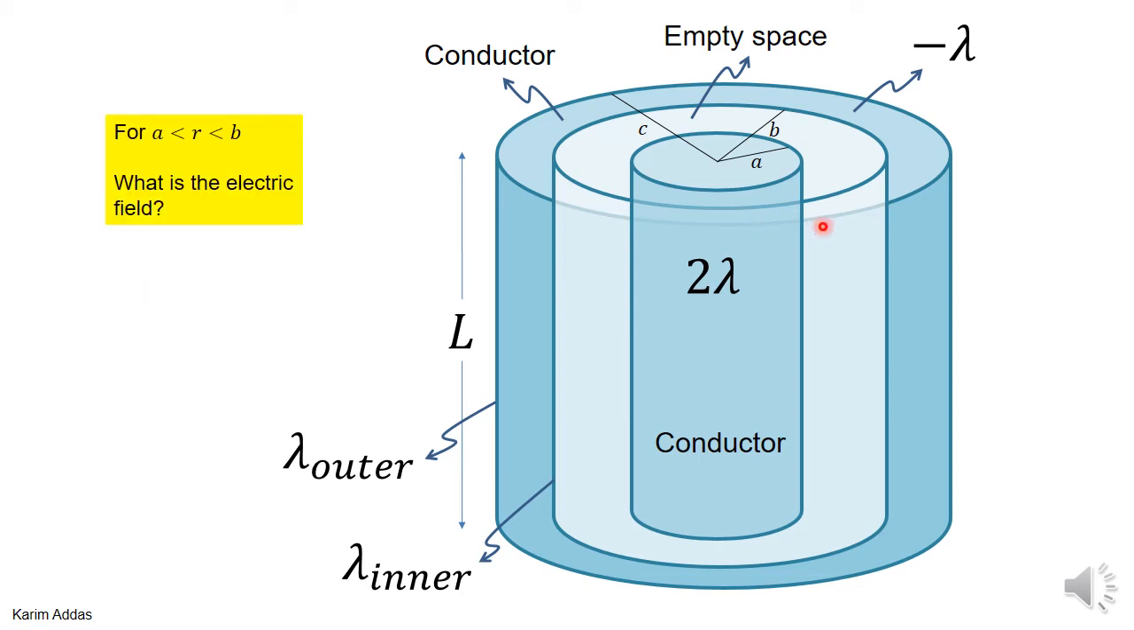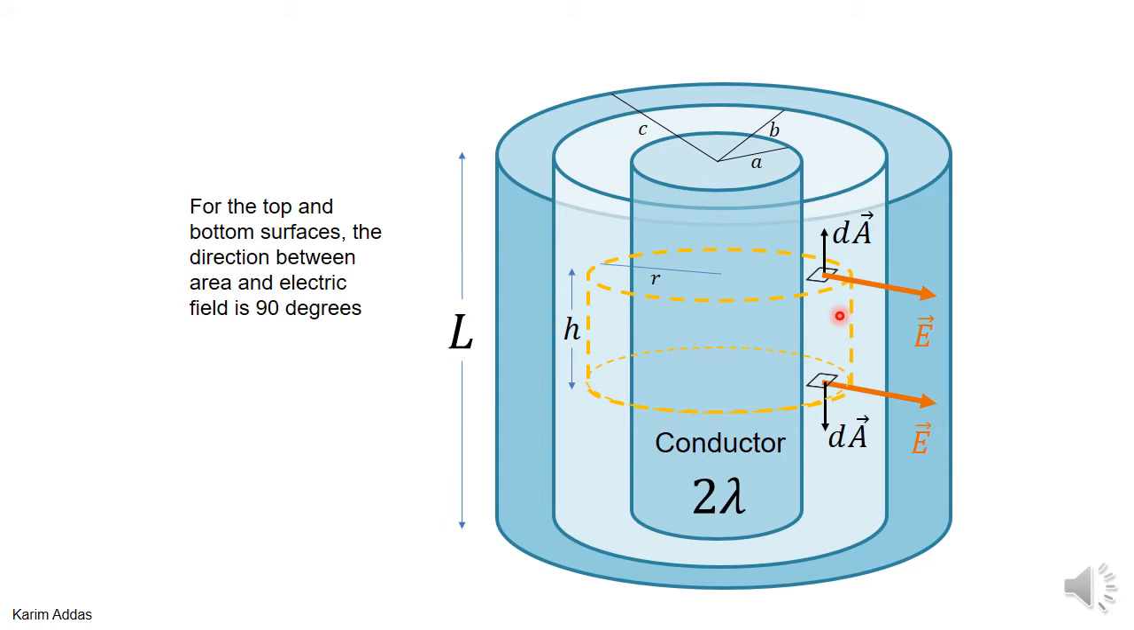Okay, what about between A and B? How would you get the electric field in this region? Well, we need to use Gauss's law, and to use Gauss's law we need to choose a Gaussian surface. So we're going to choose this dotted cylinder. And the cylinder has a height h, and it has a radius r.